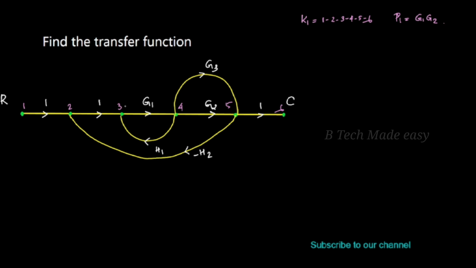The next forward path starts from node 1, ends at node 4, and jumps to node 5 by another path, and it completes at node 6. K2 is also 1, 2, 3, 4, 5 and 6, but through another path. So P2 is G1, and the gain of the second branch between node 4 and 5 is G3, so G1 into G3. So these are the two forward paths and all others are loops.